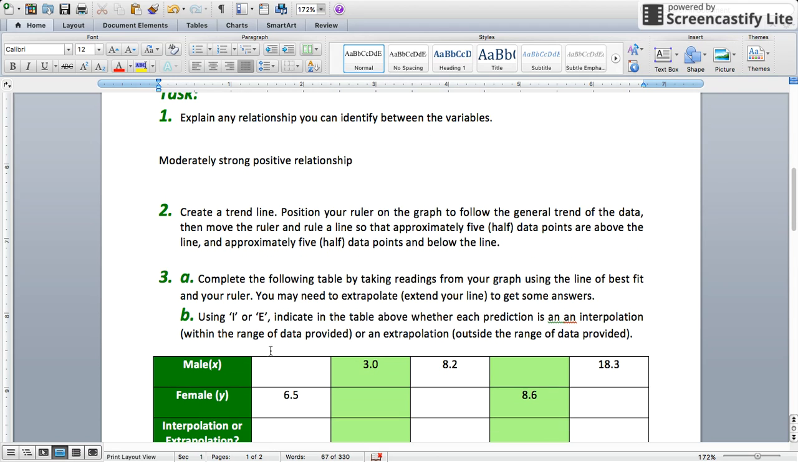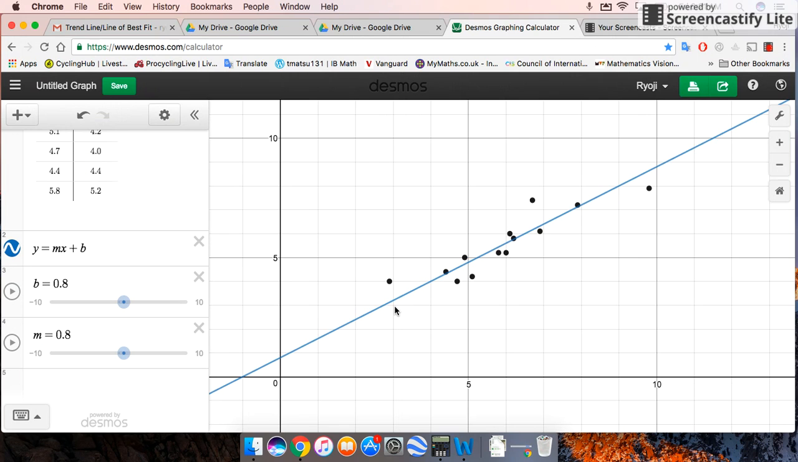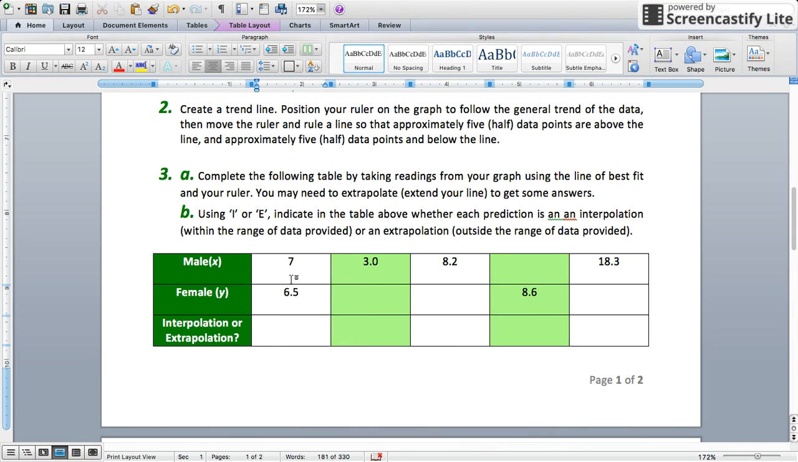Okay, so now we're going to fill out this table, right? And the beauty of Desmos is that we can use Desmos to have us approximate these values based off of our trend line. So we're looking at a female value of 6.5. So we can click on the line and move around, and it'll give us the approximate x value. So if we go to female is y, so 6.5 is 7.14. So for male, this is going to be 7.14 according to my trend line.